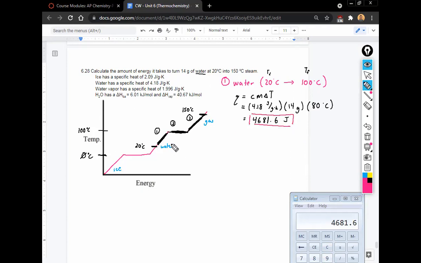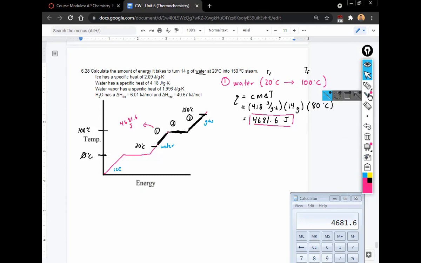I'll try to speed it up. Okay, so we're just going to plug and chug 4.18 times 14 times 80. And so that means in order to take the water to the boiling point, it will take 4,681.6 joules. And this is going to be the answer to the first equation. So in order to do this right here, number 1, in order to take the water from 20 degrees to 100 degrees, that's going to take 4,681.6 joules.